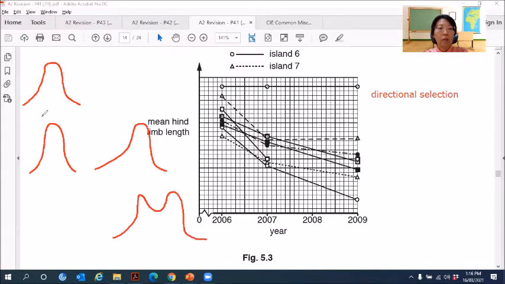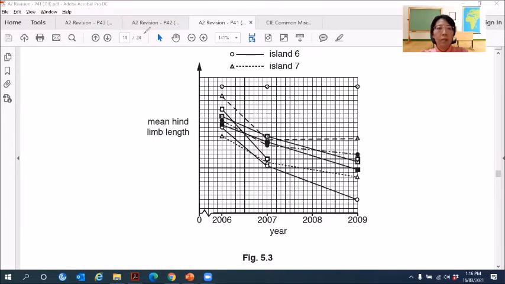In this case, from the original, which is maybe average hind limb length, it has shifted to the left side. It's a shorter limb length, okay? Shorter limb length means it has shifted this way. The optimum phenotype, the hind leg, has become shorter. So it's a directional selection, okay?